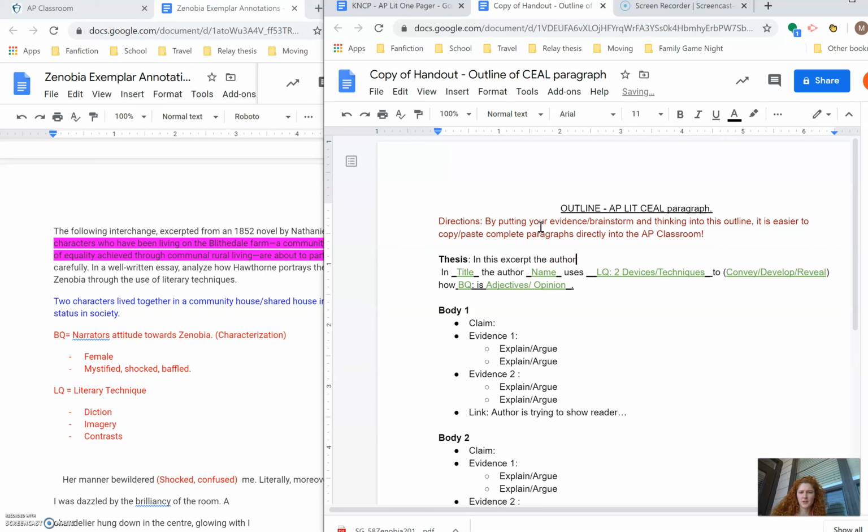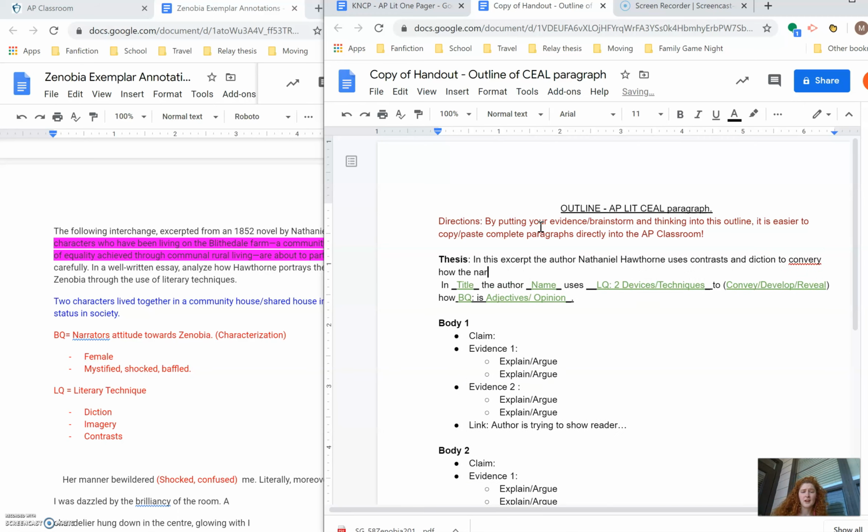the author, Nathaniel Hawthorne, uses contrasts and diction to convey how the narrator's attitude towards Zenobia is, and then that blank is your key adjective that makes your paper unique and forms the basis of the rest of your argument for your whole paper.